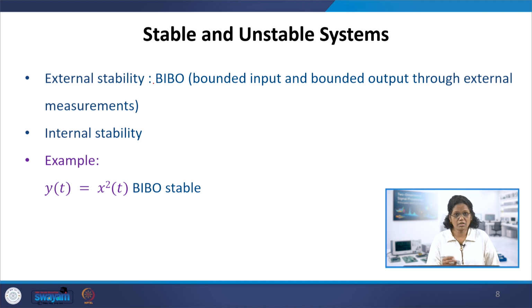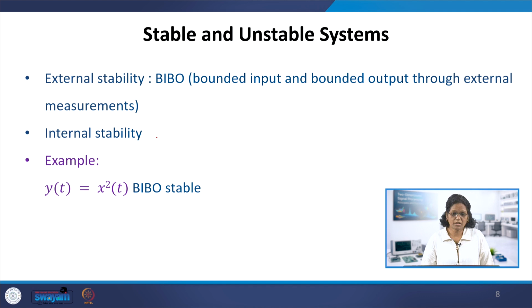But external stability is something different from internal stability. This is due to the input which is applied. So BIBO stability doesn't guarantee internal stability. When the system is applied with some input and it is giving bounded output, that is BIBO stable, but it doesn't tell anything about the internal stability, the roots of the system. So external stability doesn't guarantee internal stability.